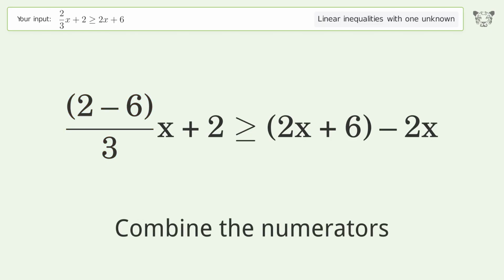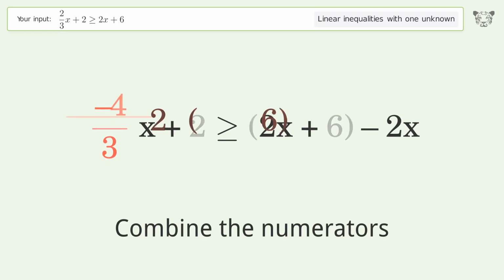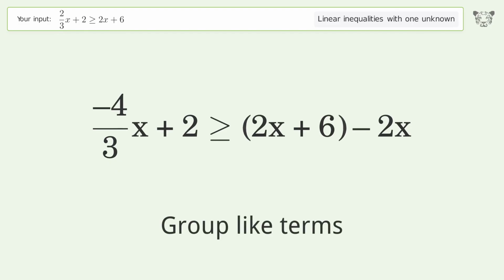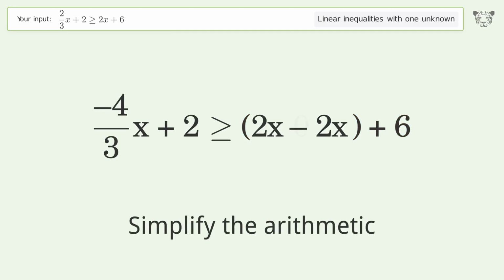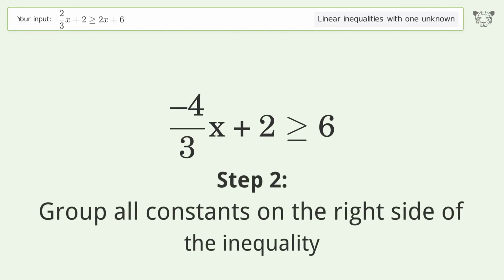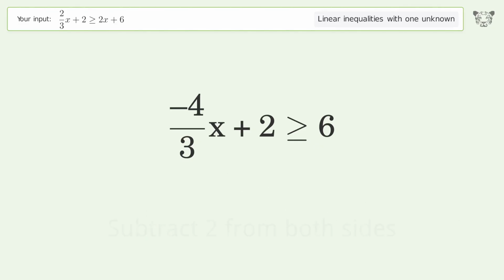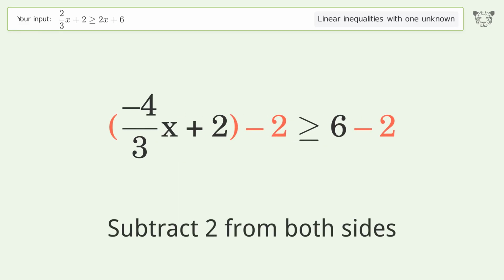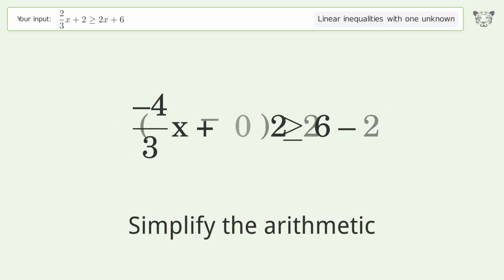Combine the numerators. Group like terms. Simplify the arithmetic. Group all constants on the right side of the inequality. Subtract 2 from both sides. Simplify the arithmetic.